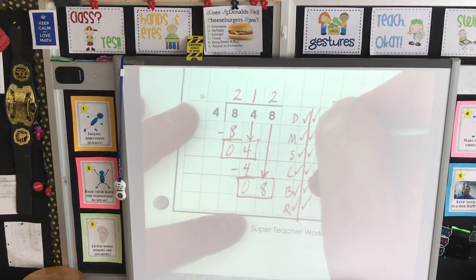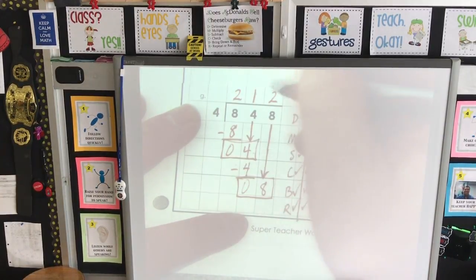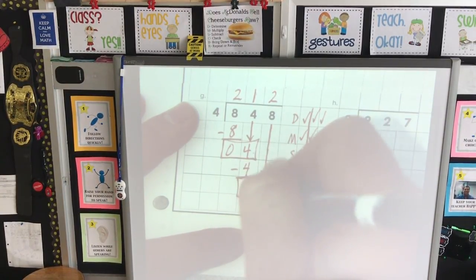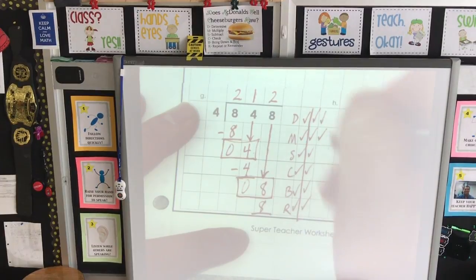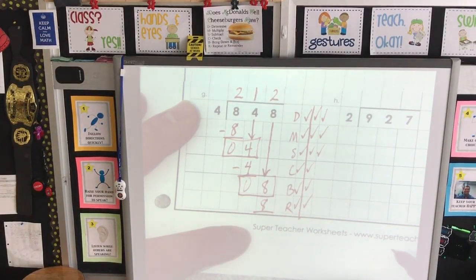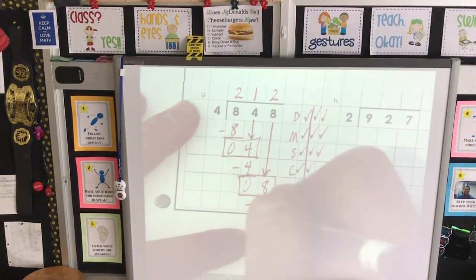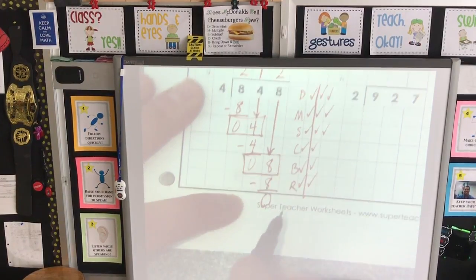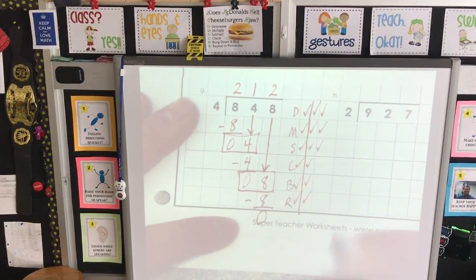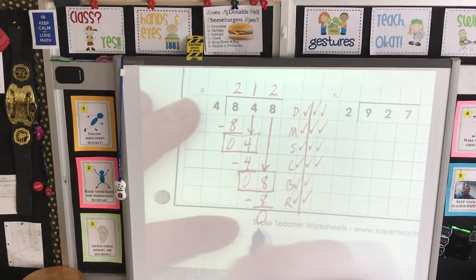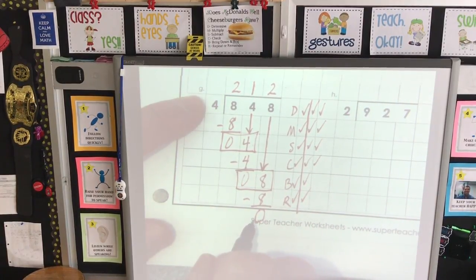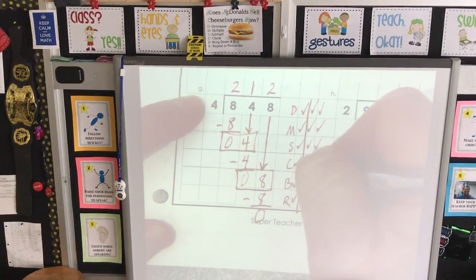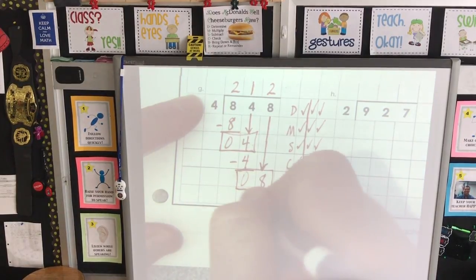M, McDonald's, go. Multiply 4 times 2 equals 8. Okay, check it off. Subtract, go. Subtract 8 minus 8 equals 0. So we're going down into this super teacher words. Okay, ready? C, go. Check. Is the king happy? Yes. Okay. B, bring down and box.